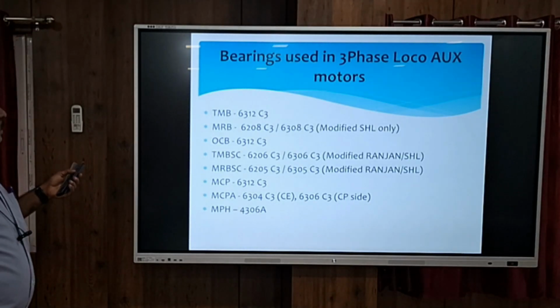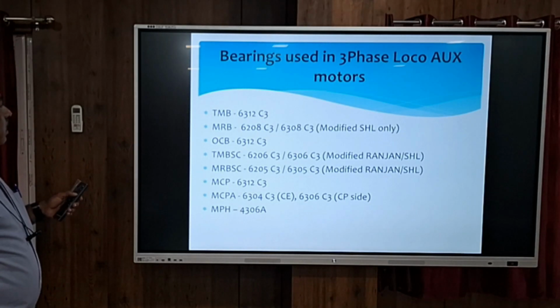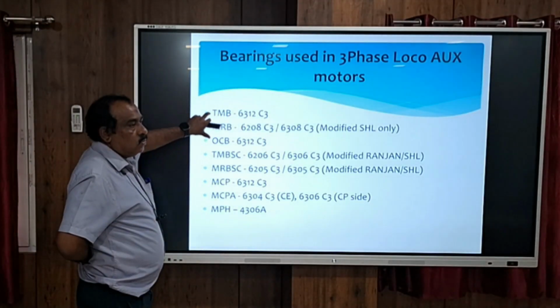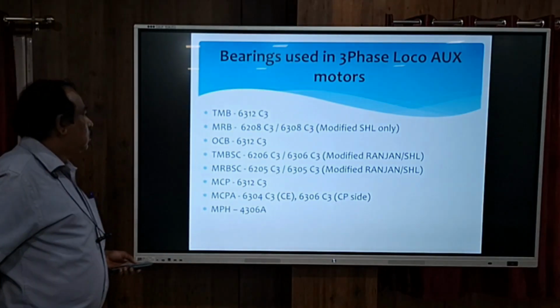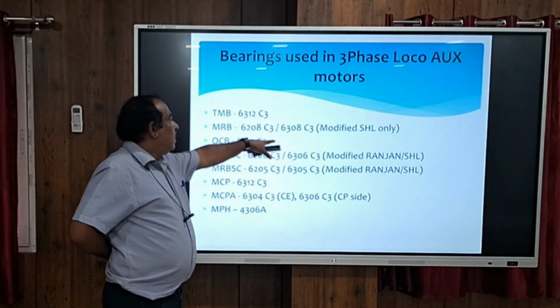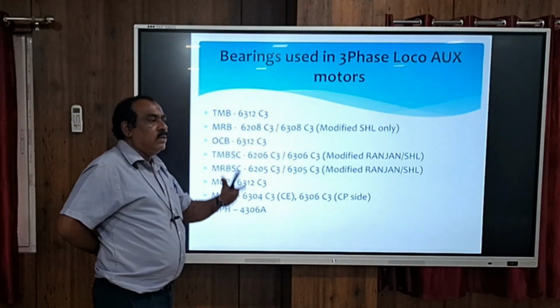And this is TMB 6312 C3, and this only we are going for now, INSO code, sir. TMB and OCB. And 6208, this is the unmodified end shield type, this bearing is used, and 63 is used for the bearing with modified end shield.